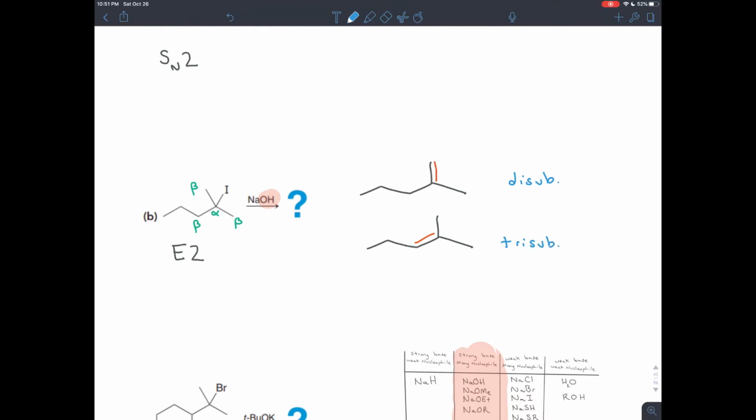Now, with an E, we have the tri-substituted one, which is the more substituted one, that's the Sn2 product, and the di-substituted one is the less substituted one, that's the Hofmann product. Now, with an E2 reaction, everything depends on the base. Here, we have a skinny base, and with a skinny base, the Sn2 product is the major product, the Hofmann product is the minor product.